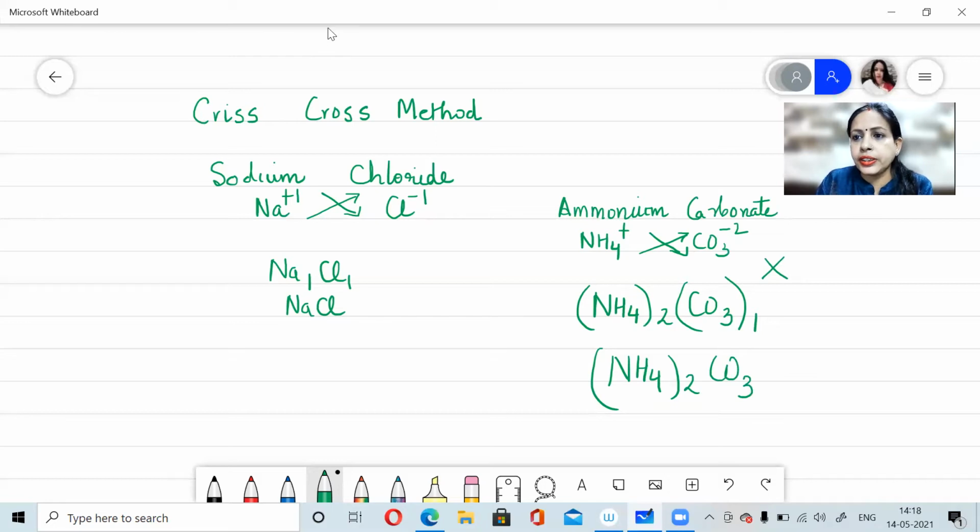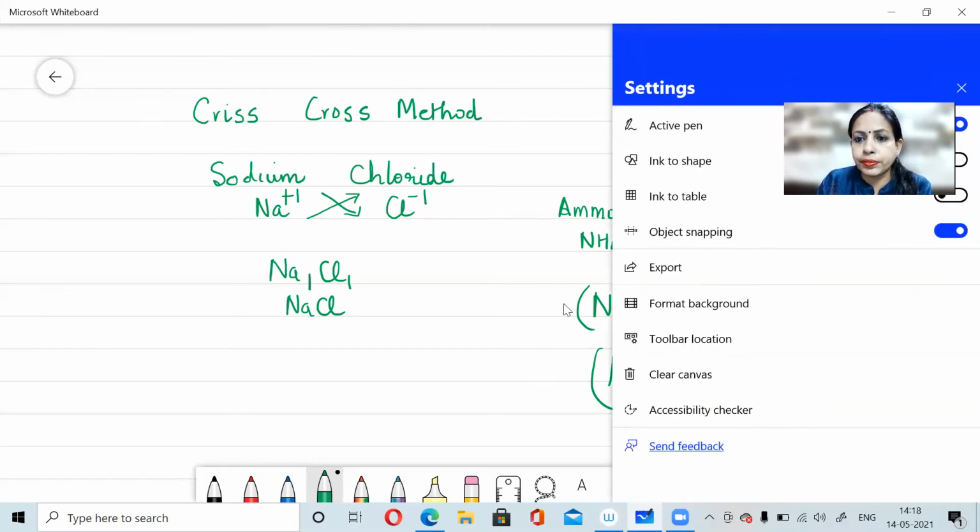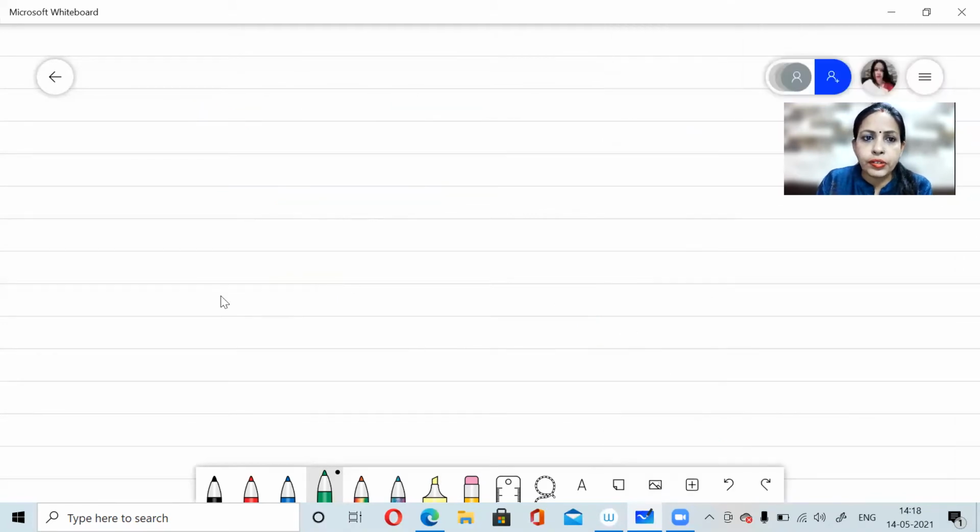Now, let's discuss some other examples of how to write the formulas. And one thing you have to remember, children, is that it will come by practice. If you think you will learn in one go, then you are wrong. You should pick at least 5 names every day randomly from your book and try to write the formula.